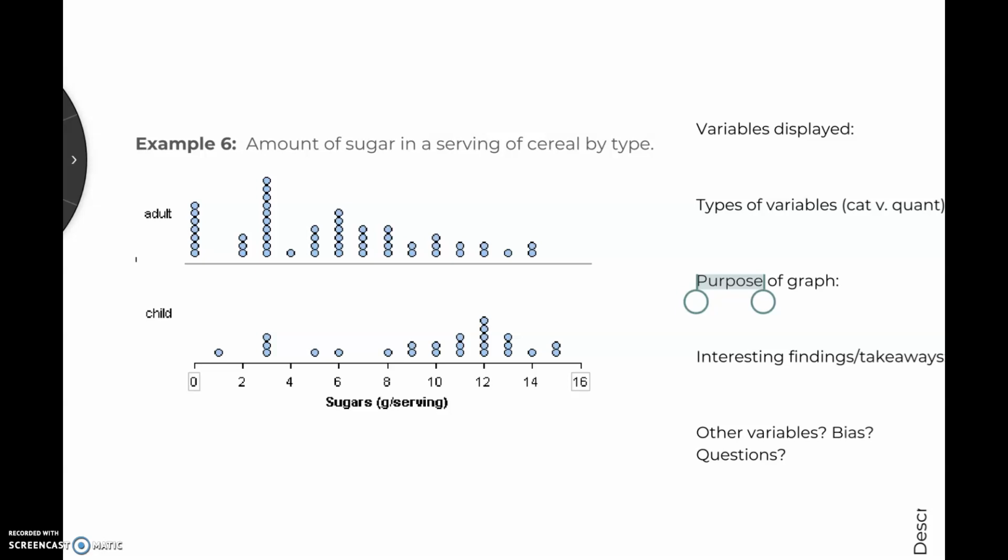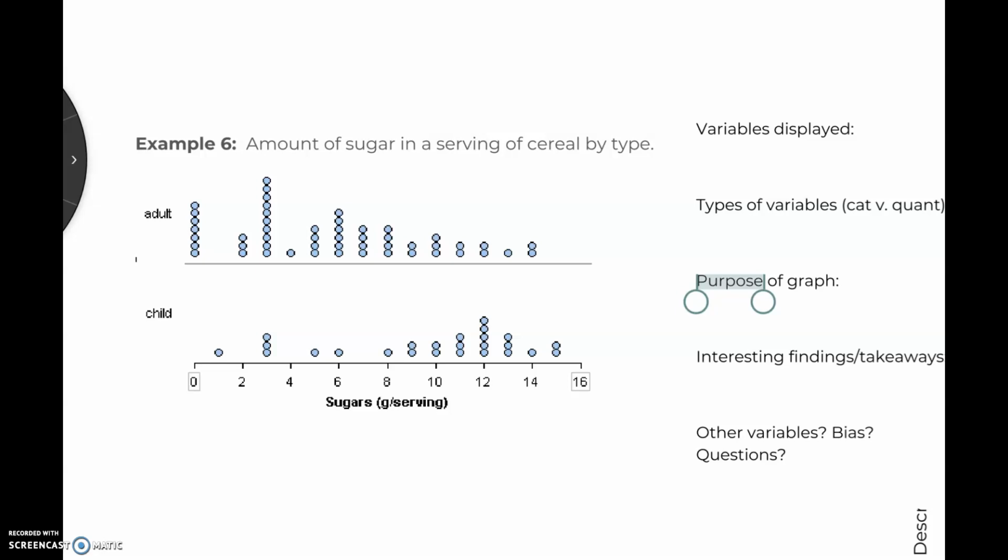So it doesn't necessarily have to look at two variables at a time, like our graph over here in the example. This one is looking at the sugars, grams per serving per cereal, and we have it split up between adult and child cereal over here. So the variables displayed are adult versus child, and then we have the sugar content. Both of those are categorical variables, so this allows us to compare two different categorical variables.